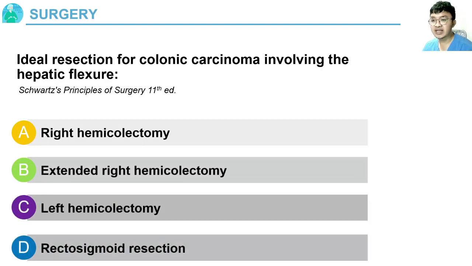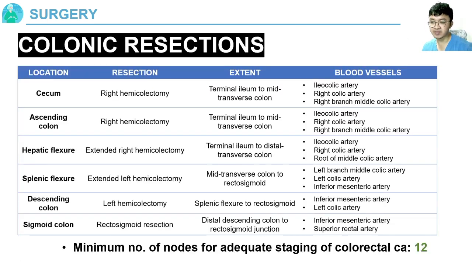Next, ideal resection of colonic carcinoma involving the hepatic flexure. Is it A, right hemicolectomy? B, is it an extended right hemicolectomy? Is it C, a left hemicolectomy? Or is it D, a rectosigmoid resection? Okay, so for those affecting the hepatic flexure, you need to do an extended right hemicolectomy.